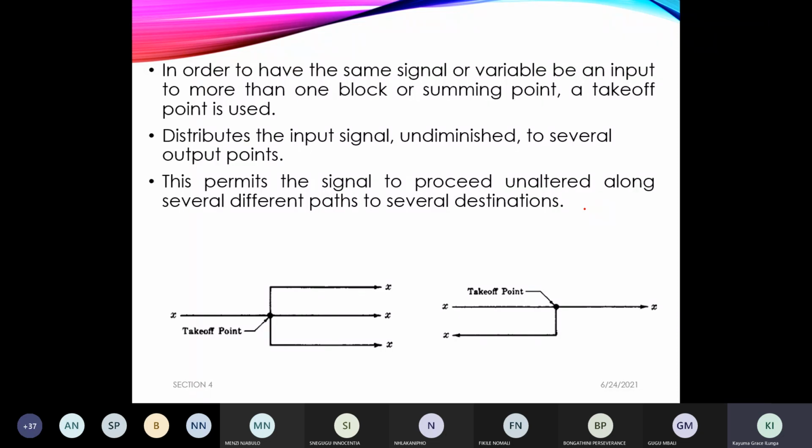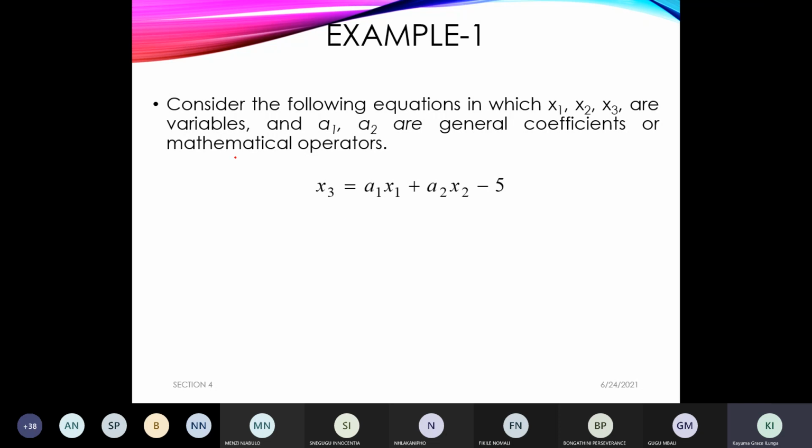So now let's go and see this, which is what I've just explained to you: how we can distribute one signal to many different outputs or several points. I want you now to see this simple example that we are going to do here. They say, consider the following equation in which x1, x2, x3 are variables, and a1, a2 are general coefficients of mathematical operators.